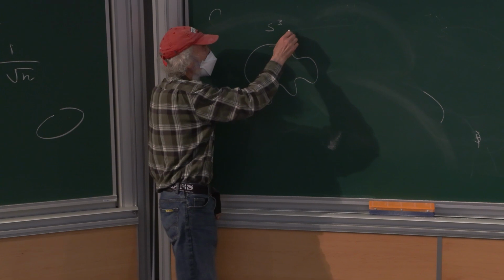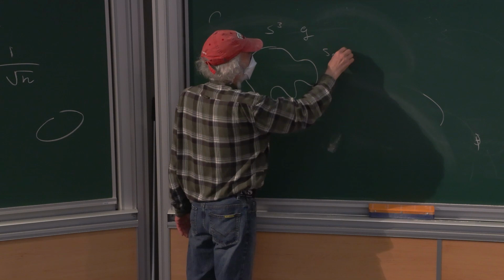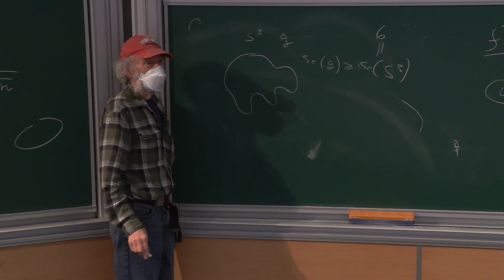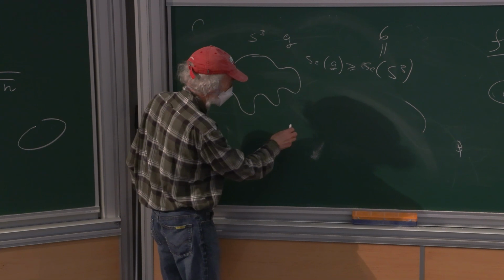You have the three-dimensional sphere, and you have a Riemannian metric on it, such that the scalar curvature of this metric is greater or equal to the scalar curvature of the sphere, and this is 6. You know, the usual normalization. Scalar curvature is the sum of all principal curvatures. So consider such a metric, but one knows this metric may be tricky.